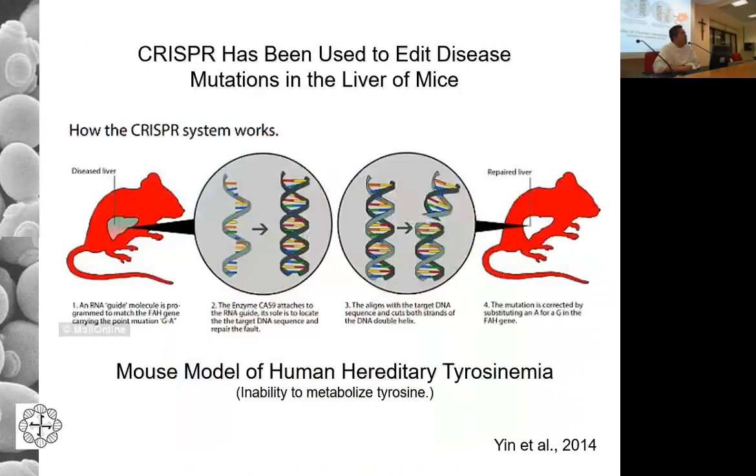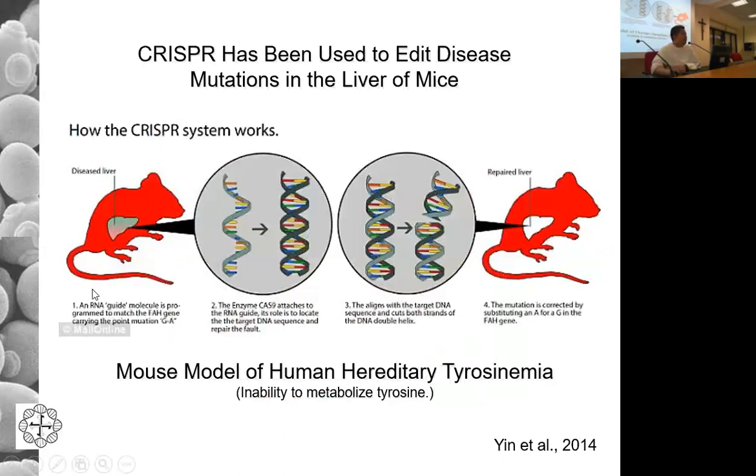Okay, now, CRISPR has also been used in mice to correct disease. This is a paper published in 2014. This is a mouse model of human hereditary tyrosinemia. This is a single mutation in the gene called FAH. So this mouse is sick. It has a diseased liver, and the liver is not able to metabolize tyrosine. And so the mouse gets sick.